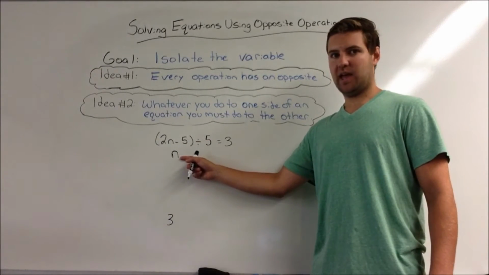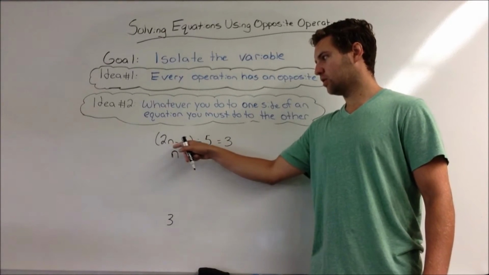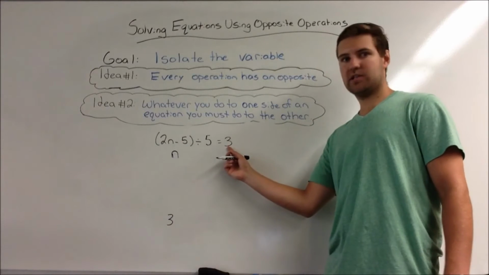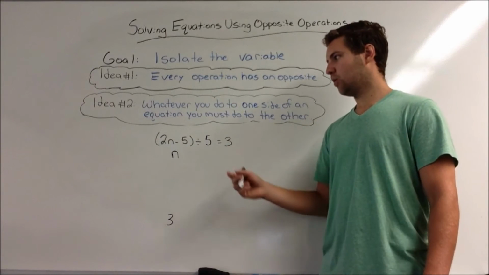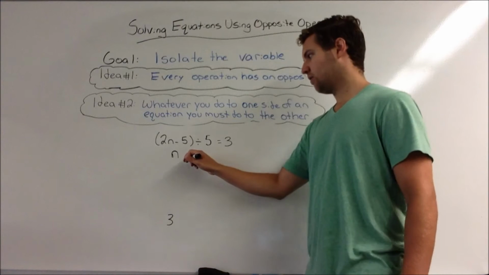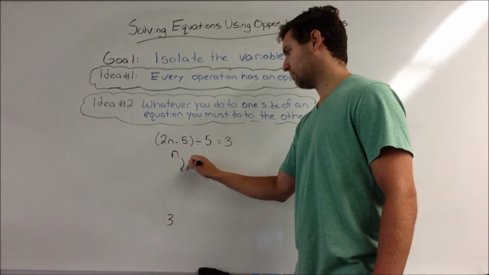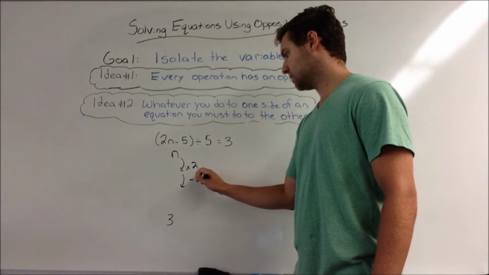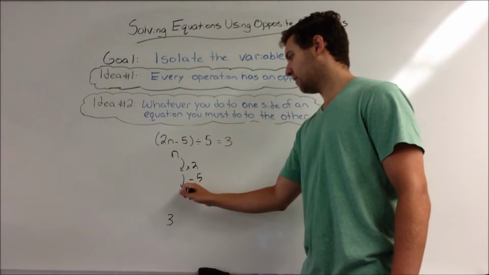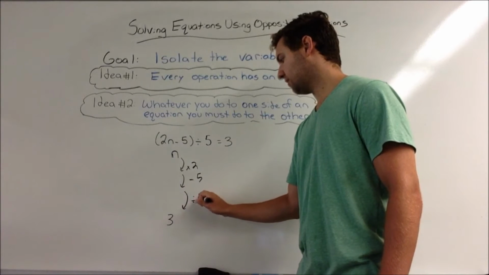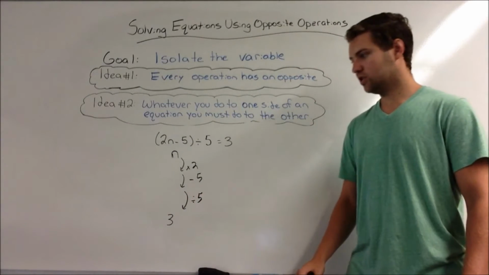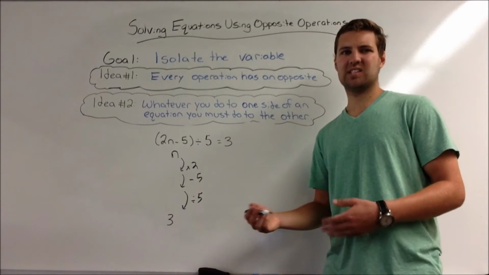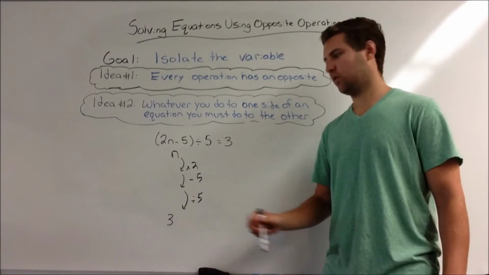So we start here with n. We know we're going to do a whole bunch of operations to n, and we want to get 3 as our final answer, because it equals 3. Well, what operations are we doing to n? First, we multiply it by 2, and we get something. Then, we subtract 5, and then we divide by 5. So what we're going to do is work backwards to figure out what n is. Now this takes a little bit longer, but we're going to see a little more of what's going on.